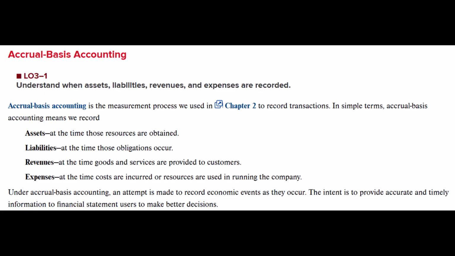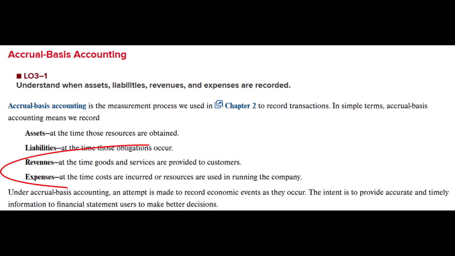If your company provides a service to a client in December but doesn't get paid until January, in which month did you actually earn the money? The answer to that question is the key to understanding accrual basis accounting.